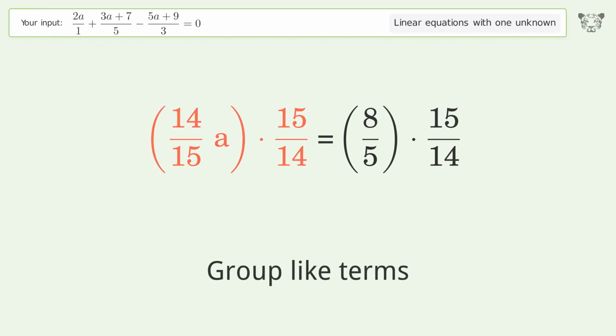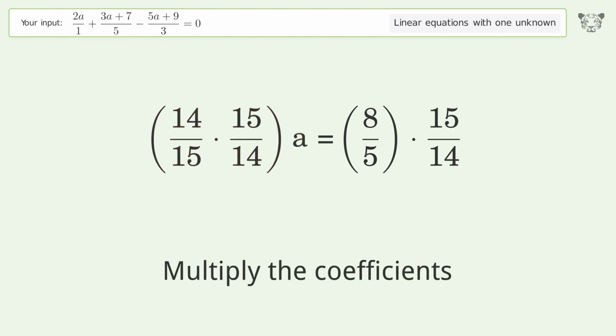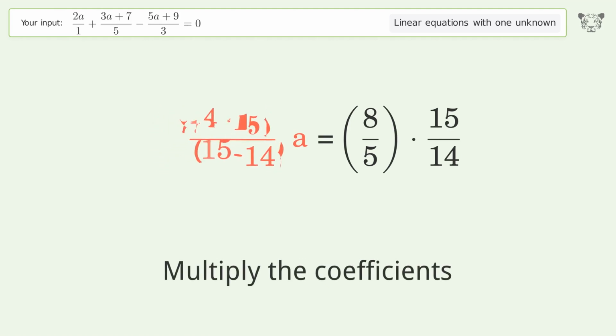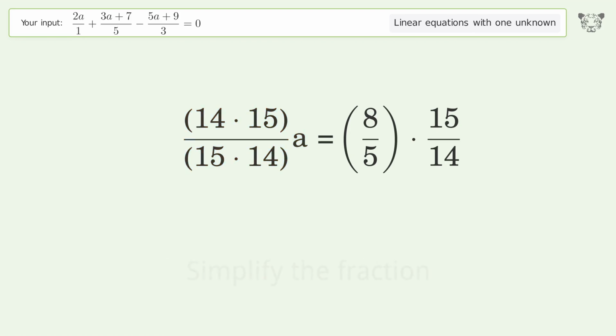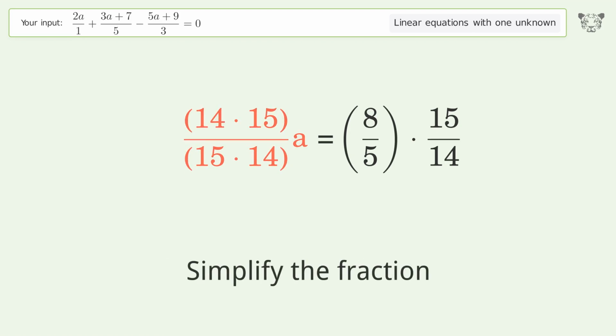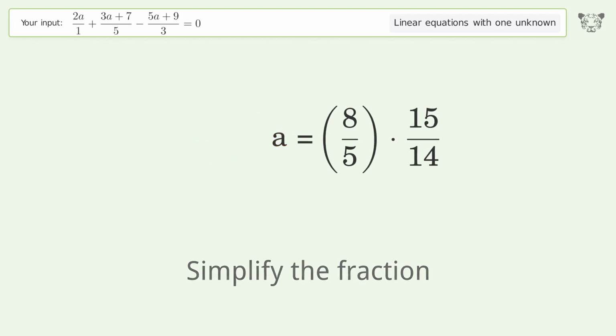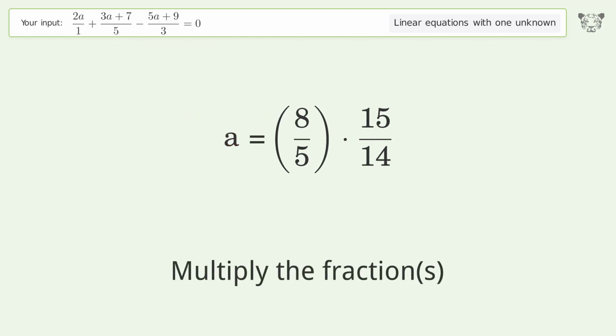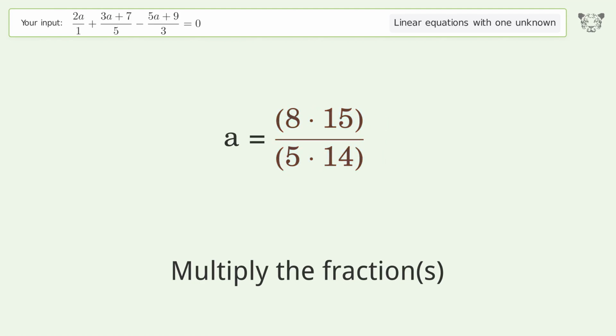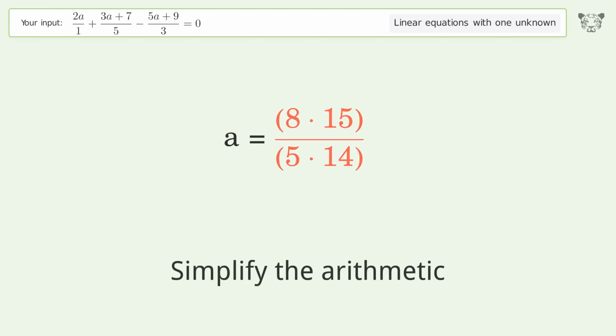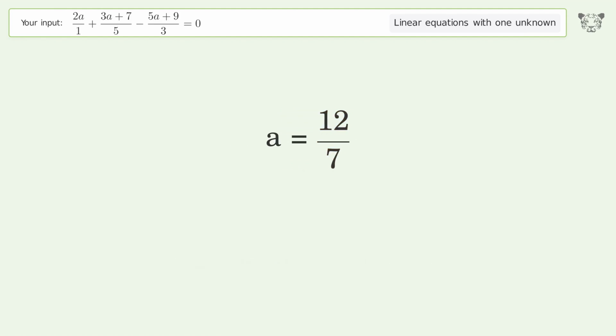Group like terms. Multiply the coefficients. Simplify the fraction. Multiply the fractions. Simplify the arithmetic. And so the final result is a equals 12/7.